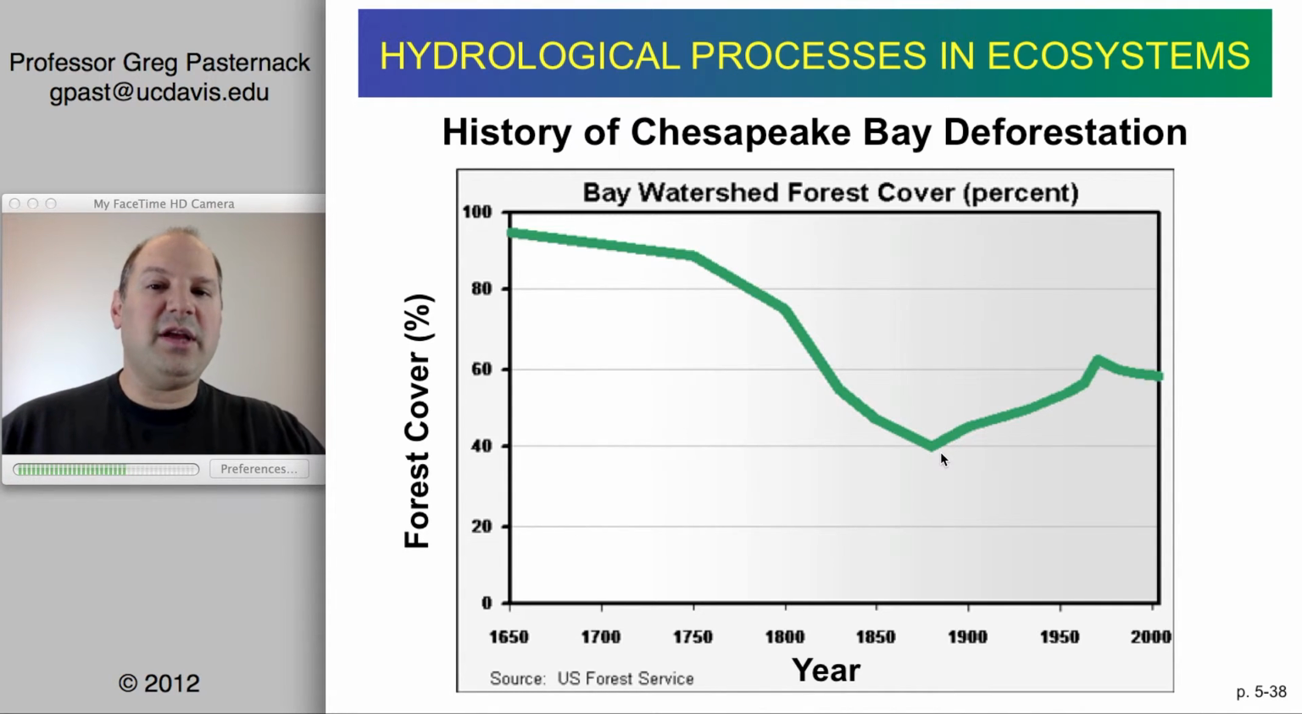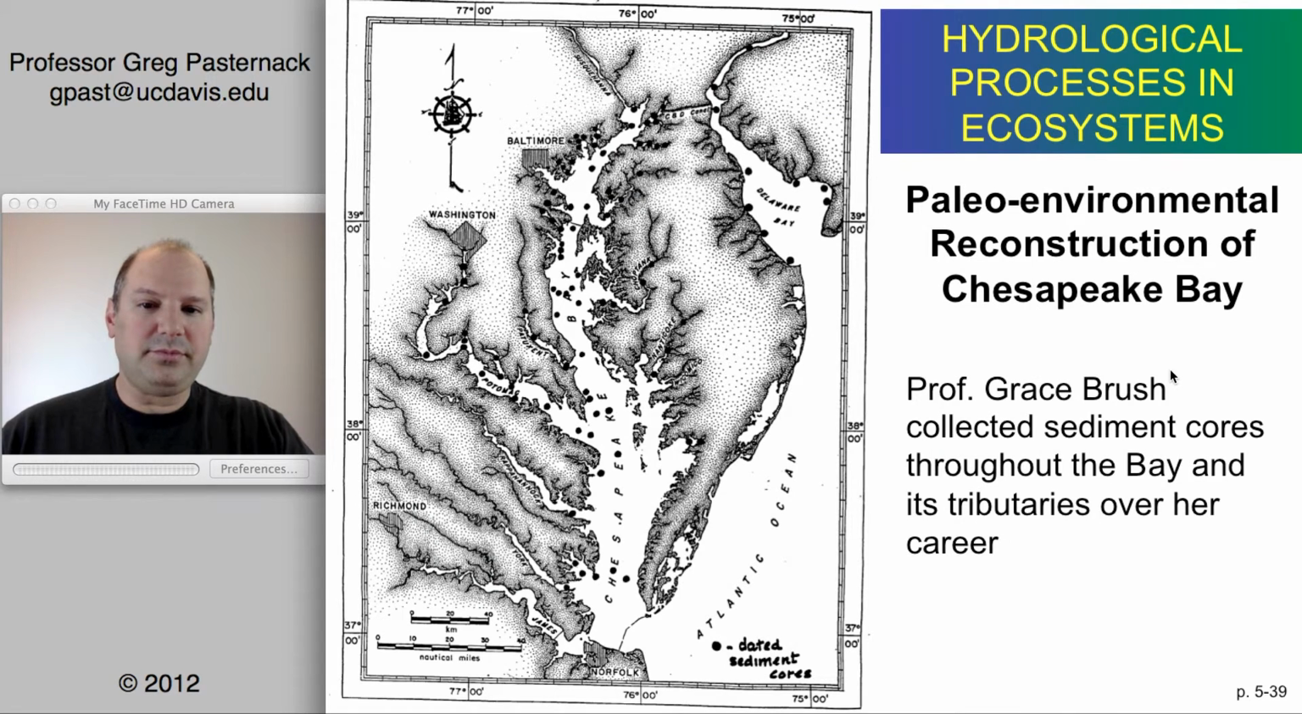Then, as we transition from an agricultural-based economy to an industrial-based economy, people moved from rural lands to cities and concentrated. That allowed forests to come back as lands were abandoned, and so now we're at about 60% deforestation.